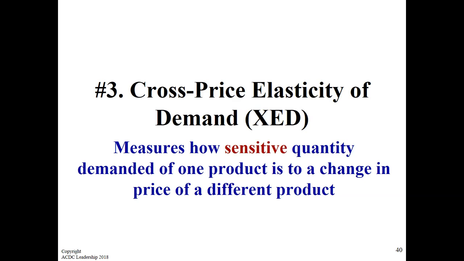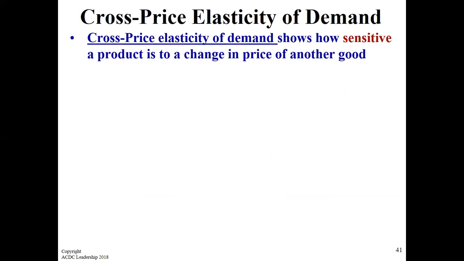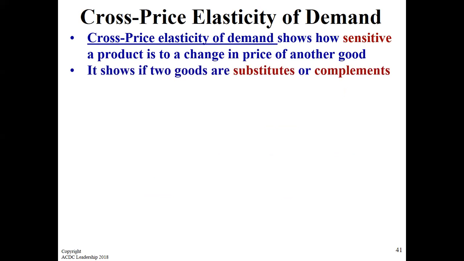Now, Andrew, we have to worry about positive and negative numbers. It's not absolute anymore. With cross price elasticity, we're worried about positive and negative numbers. This shows how sensitive a product is to a change in the price of another, like I said, substitutes and complements.